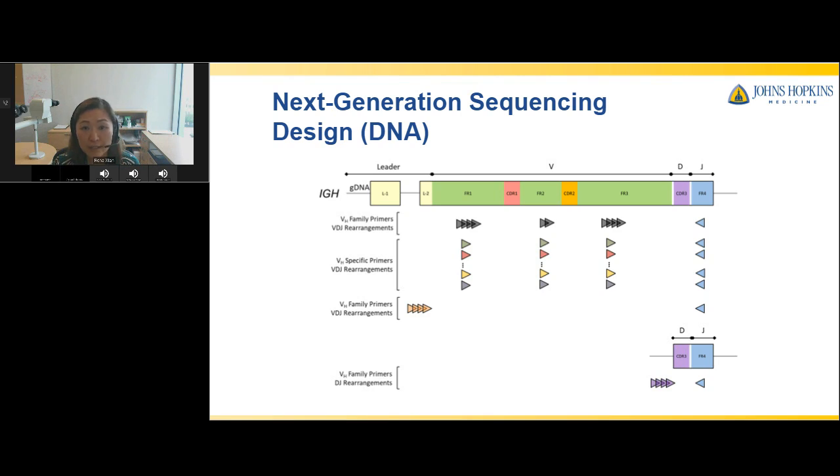Next, you can target the proximal leader sequence in a similar fashion to the V families by having multiple leader sequences that can amplify to a common J primer.